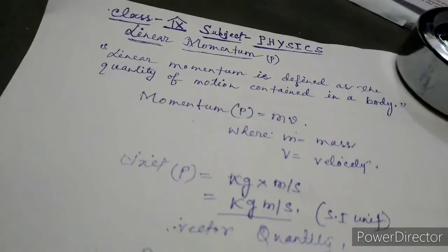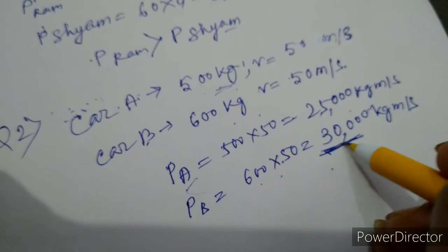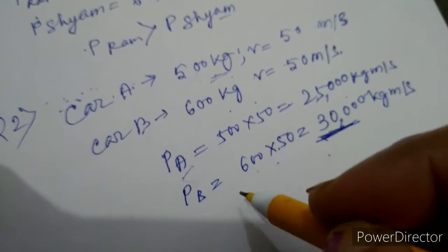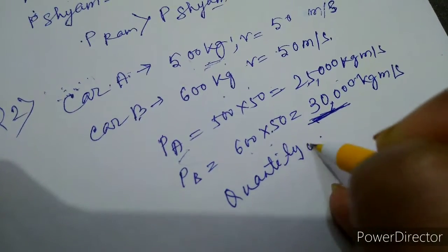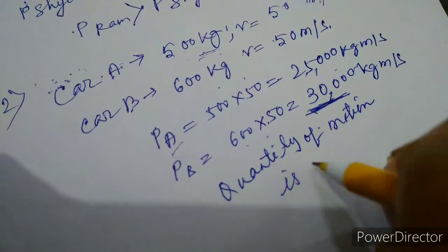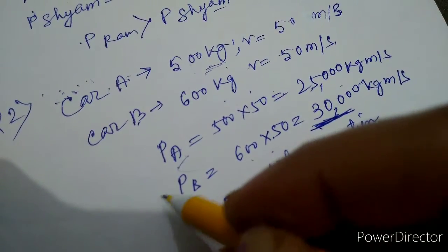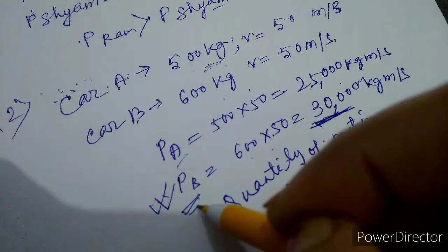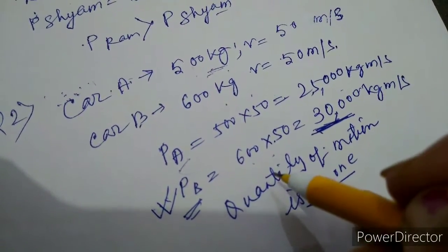In the definition we have written that momentum is defined as the quantity of motion. Since in this case the quantity of motion is more, you will write down that the quantity of motion is more, so it will travel more distance. Means car B will travel more distance after applying the brake. So these are the applications of momentum.